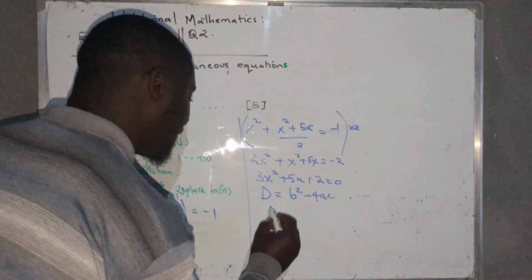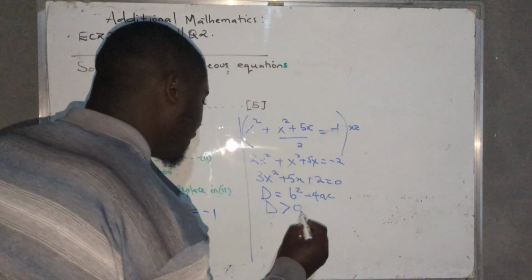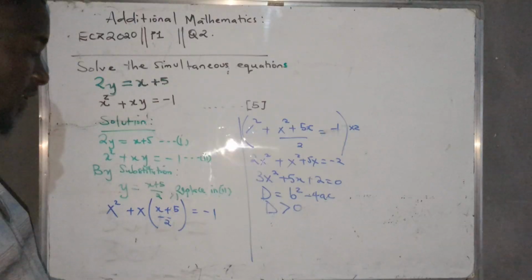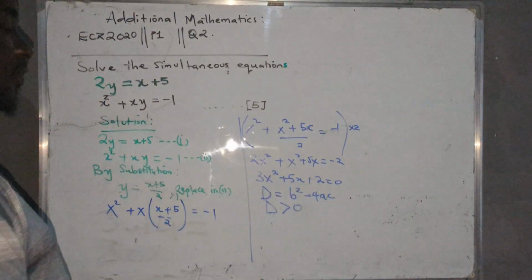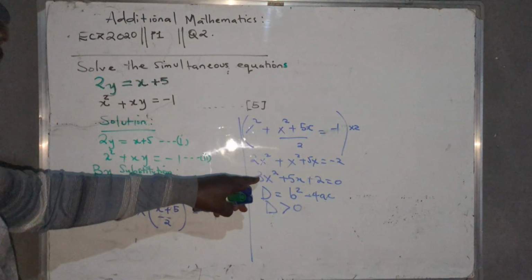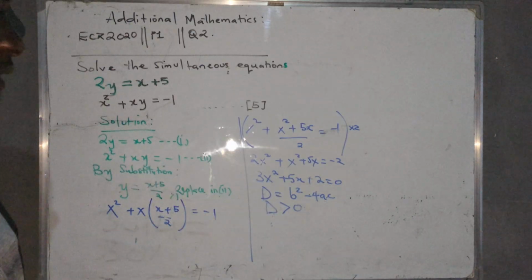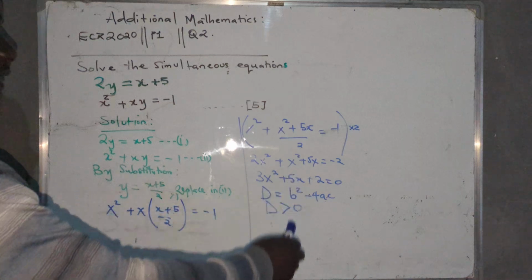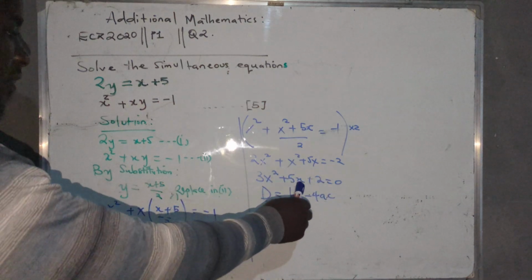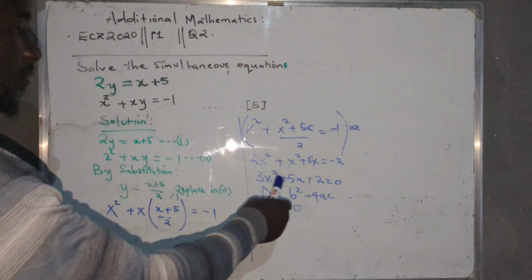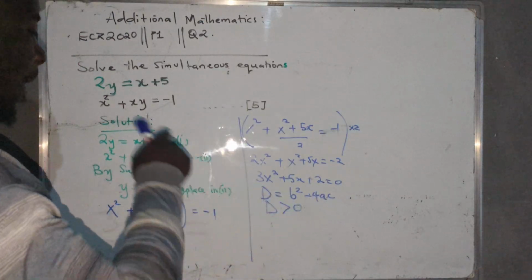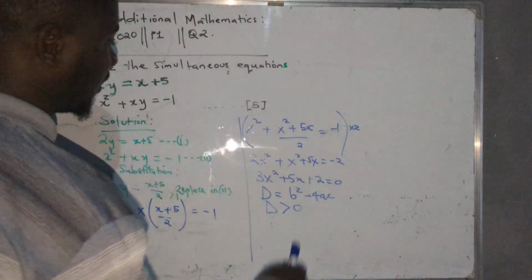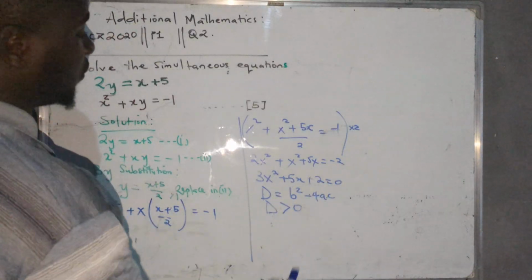Now, you discover if the discriminant is greater than 0, then you can use the factorization method to be able to find the roots of this. Okay, now if you can see, these are positive values. And if you look at b squared, that's going to give you 25, then 4 times a, that's giving us 12, 12 times 2, which is 24.